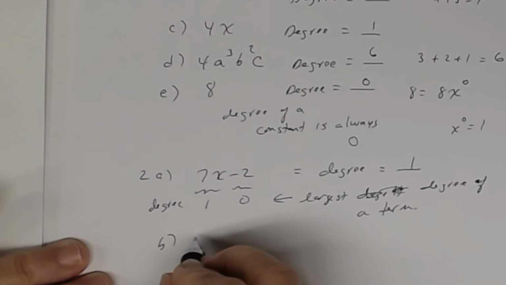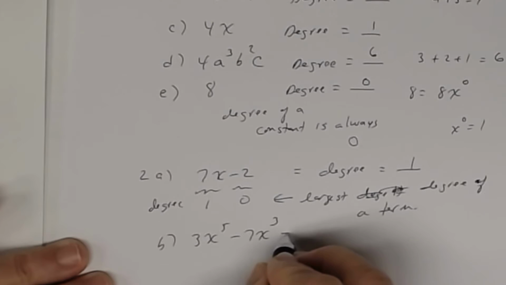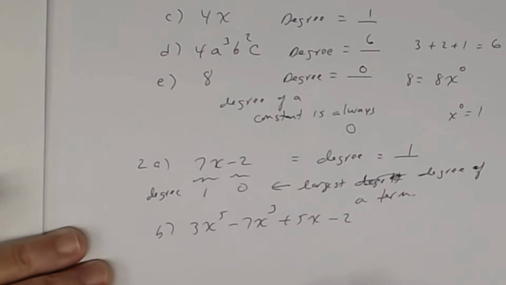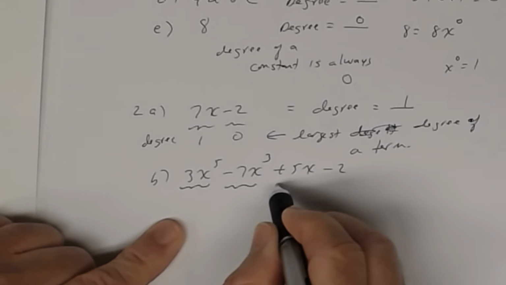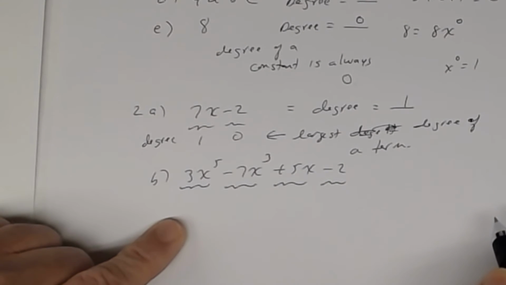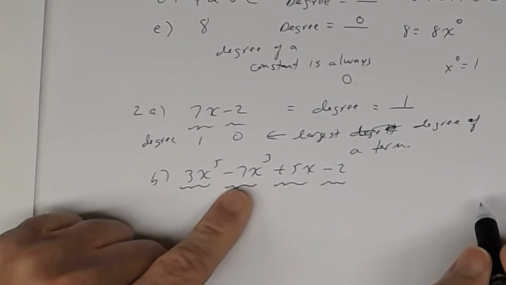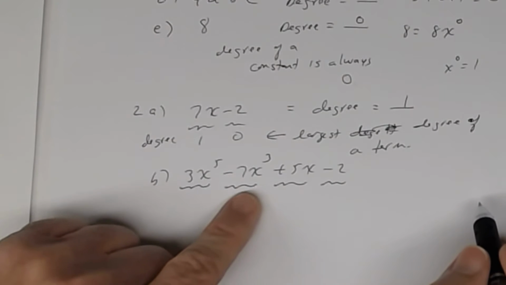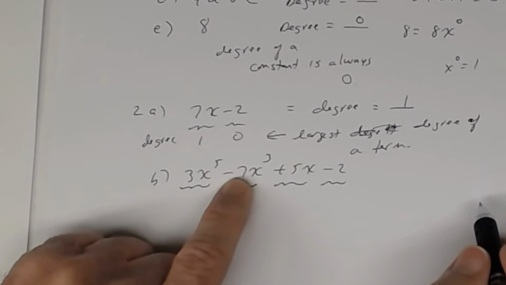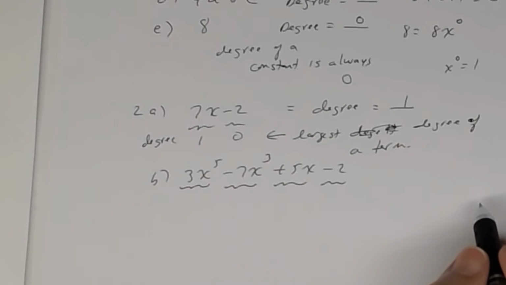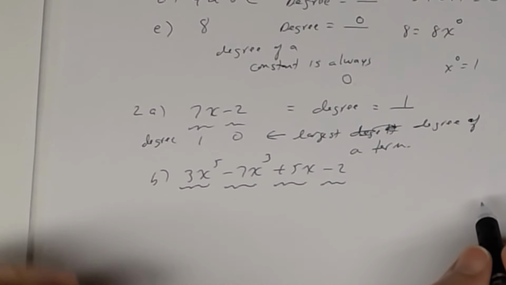Okay, B, we have 3x to the fifth minus 7x cubed plus 5x minus 2. First of all, you have to know how many terms there are. There's 1, 2, 3, 4. There are 4 terms. Remember, terms are separated by addition, subtraction. All right, now keep in mind though, and some students get confused, they think of this term as 7x cubed, but it's not 7x cubed, it's a negative 7x cubed. So always keep the sign, and this constant's a negative 2, so always keep the sign with that term.